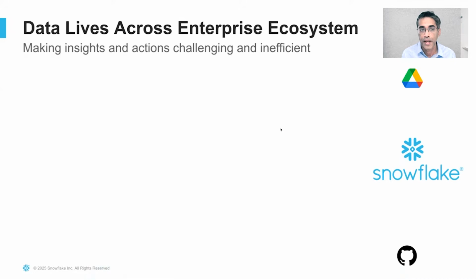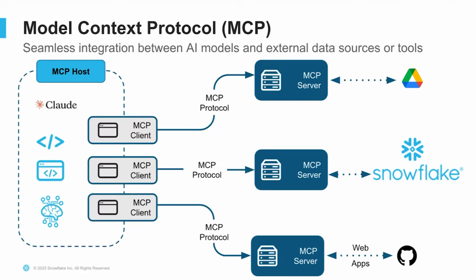In a typical enterprise, data lives across different sources and different locations. You have your structured data with Snowflake, but then your code lives in GitHub. Your docs, maybe they live on Google Drive, and you need a standards-based approach to access all of this data. That's where Model Context Protocol fits in.